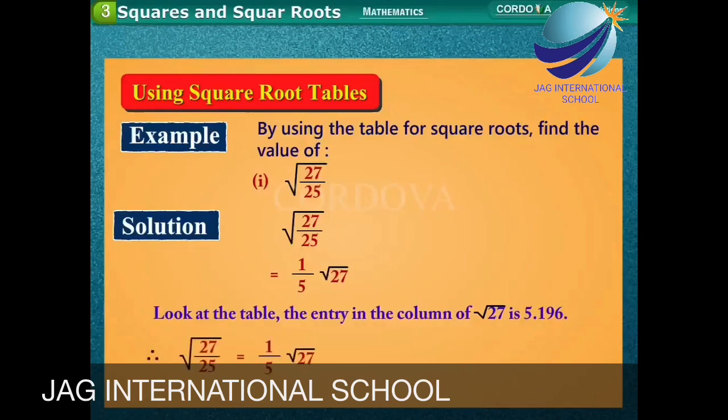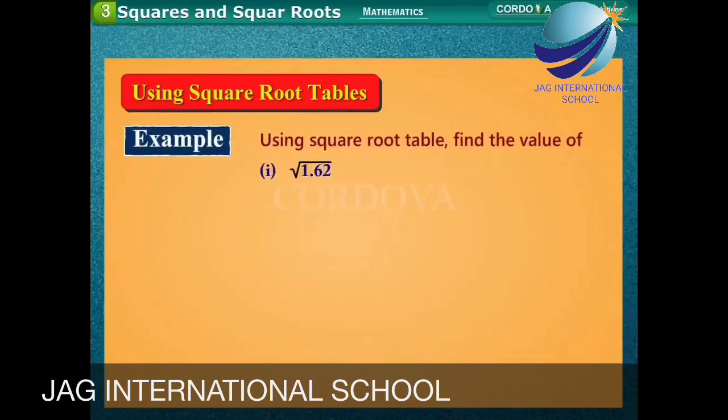Therefore, square root of 27.25 is equal to 1 upon 5 square root of 27, which is equal to 1 upon 5 into 5.196, which is equal to 1.0392. Example 2. Using square root table, find the value of square root of 1.62.